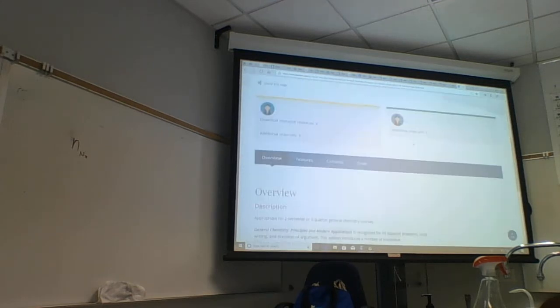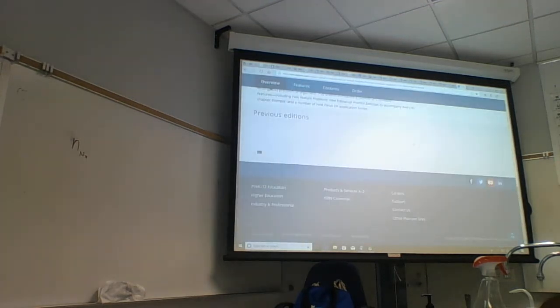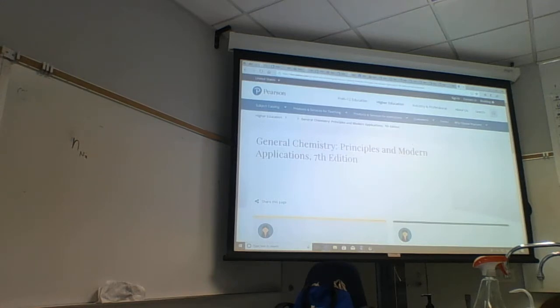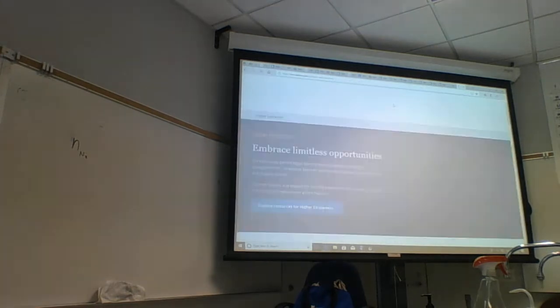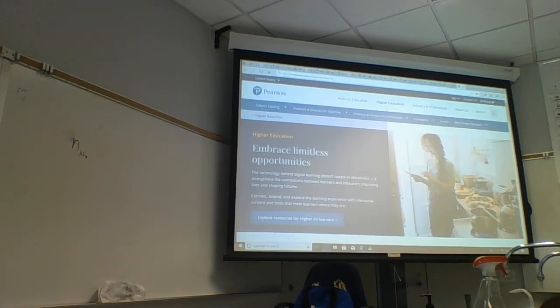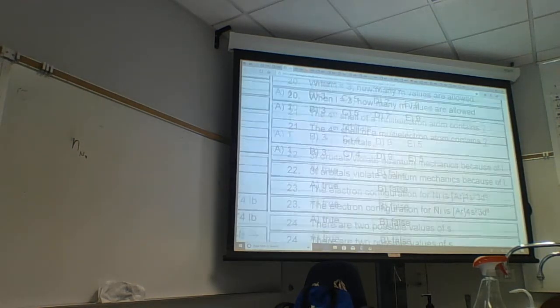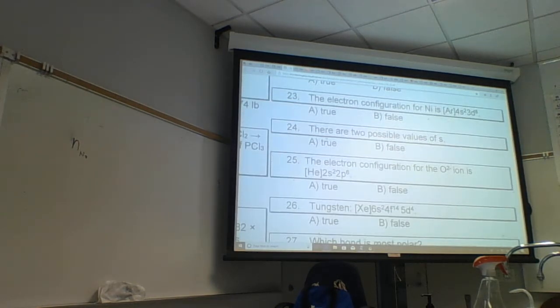Professor, what did you mean by there are 2 possible values of S? What question was that? 24. 2 possible values of S. Yeah, because the bigger the atom, the more space between the nucleus and the electrons, so the electrons are easier. There are 2 possible values of S. What does it mean?